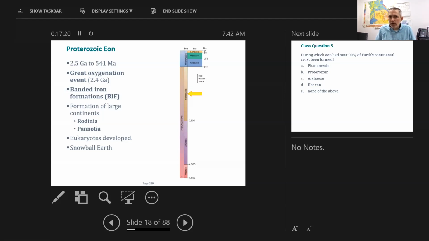How do we know it was a snowball Earth? Because areas that were on the equator had glacial deposits at sea level. Your book has some examples of some of this glacial material.